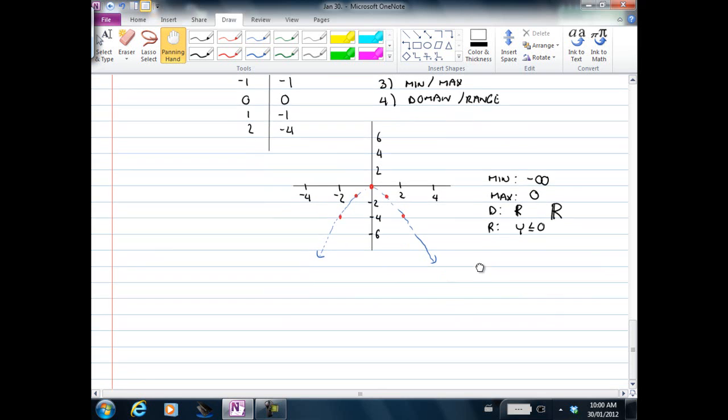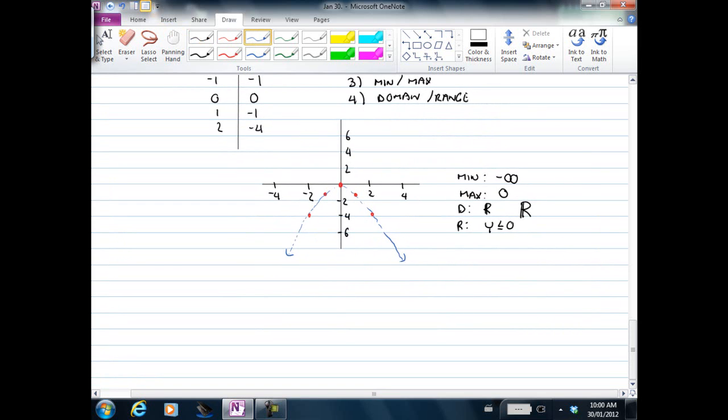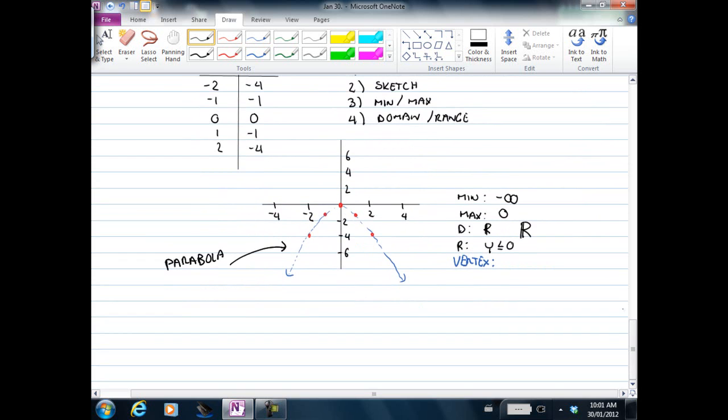Now I'm going to throw in another word today: something called a vertex. This shape, by the way, is called a parabola. A parabola is really like a U shape. Now, the vertex is the point of the parabola where it kind of reflects itself. So where do you think the vertex is going to be? Right there. That's your vertex.